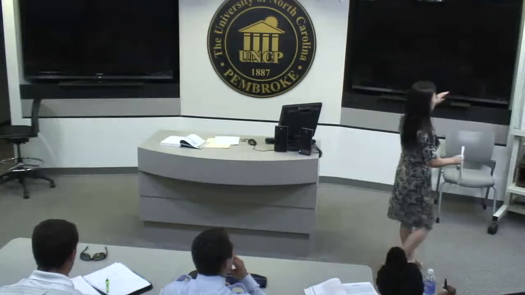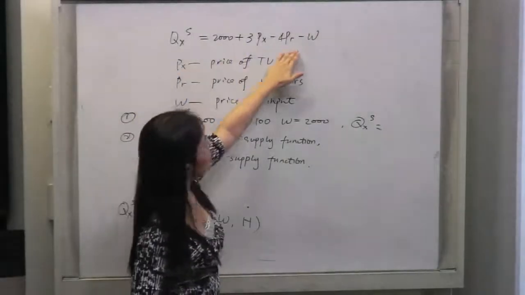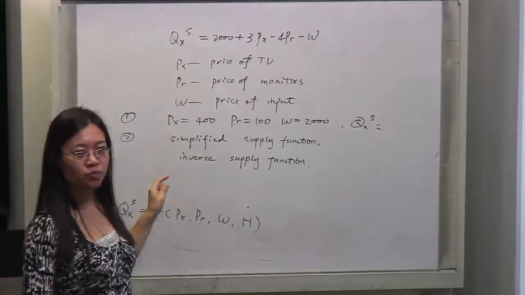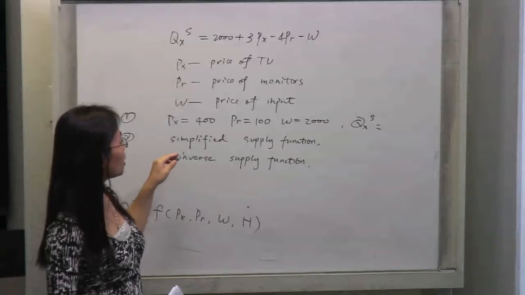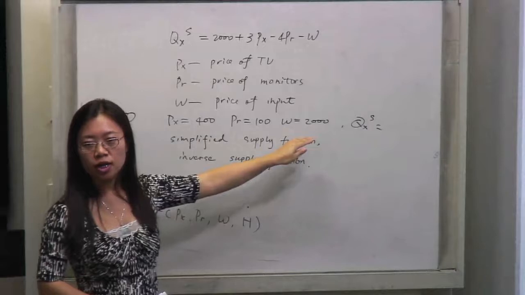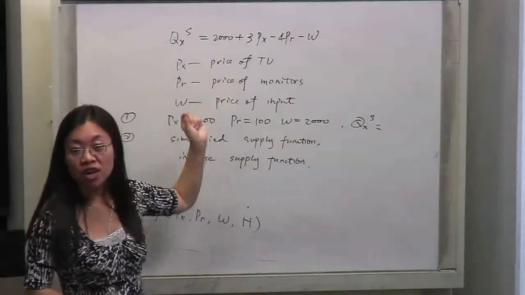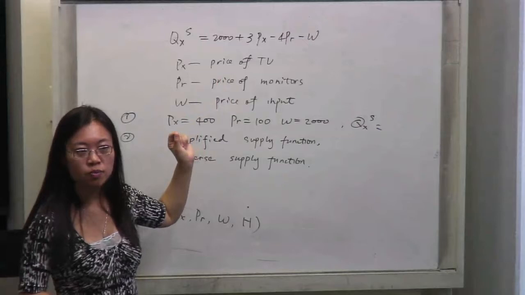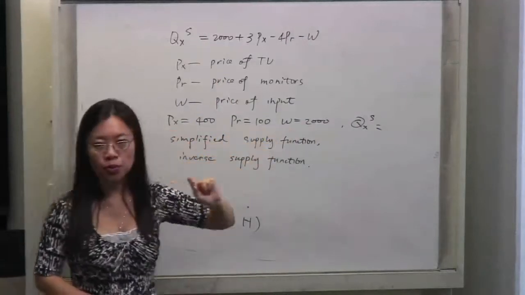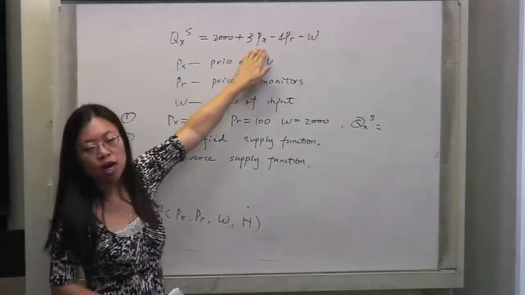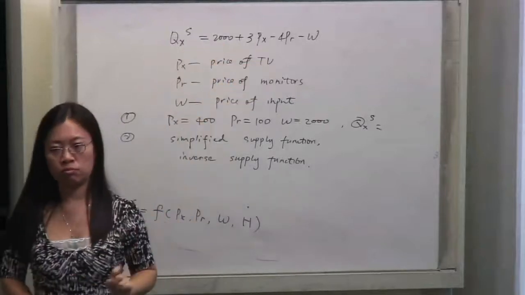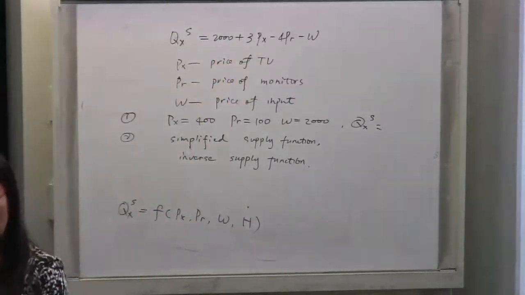But how do we do the simplified supply function? So right now, this is the supply function, but we want to simplify it. How do we do it? Plug in what values? PX, PR, and W? If we plug in all of them, we're going to have a number instead of a function, right? So what values do we need to plug in? PR and W. We're going to leave PX right here because what we want is a relationship between QXS and PX only. So that's for the simplified supply function.